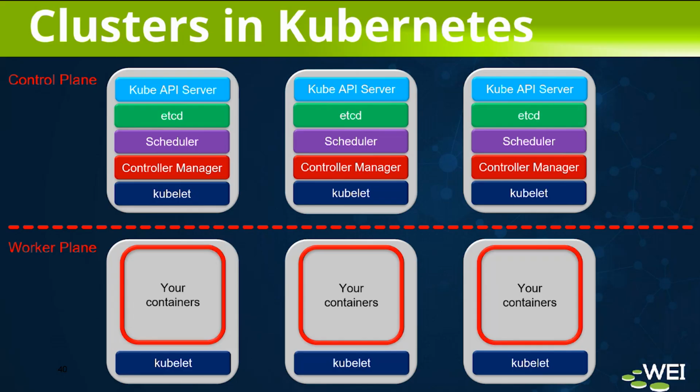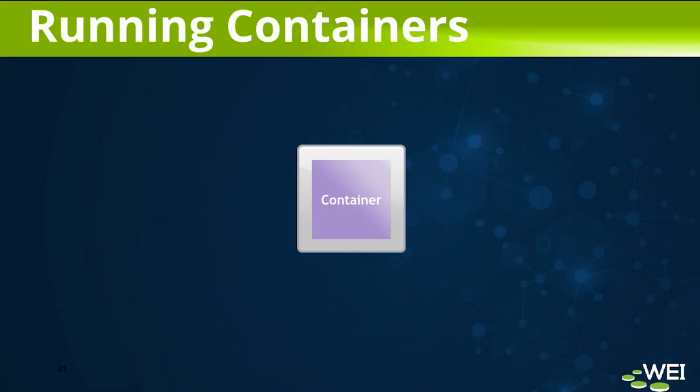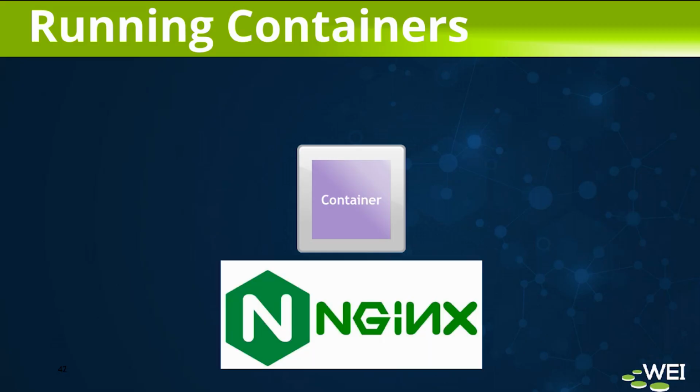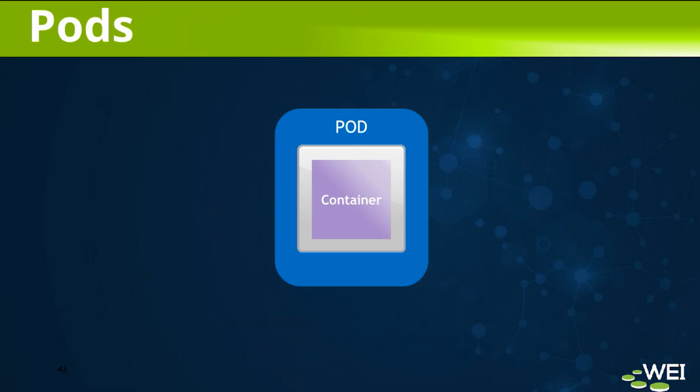So now that we have a good idea on the architecture of a Kubernetes cluster, let's look at how we can actually run our containers inside of it. Now, let's say we wanted to spin up a web server container, and instead of running Apache, we decided that we wanted to use Nginx because we heard it works really well in Kubernetes. It does. Now, to run this container inside our Kubernetes cluster, we need to package it into a pod.